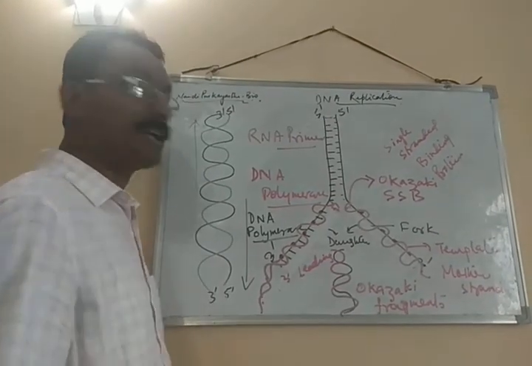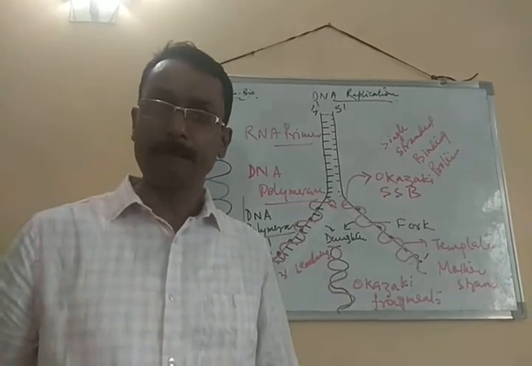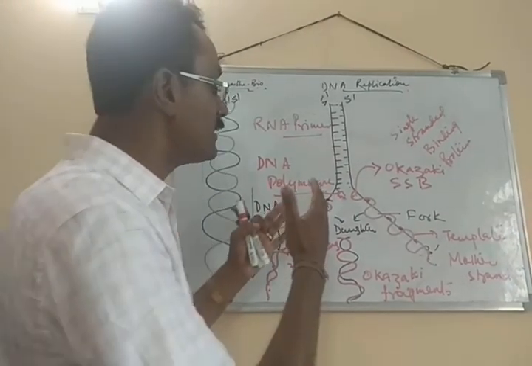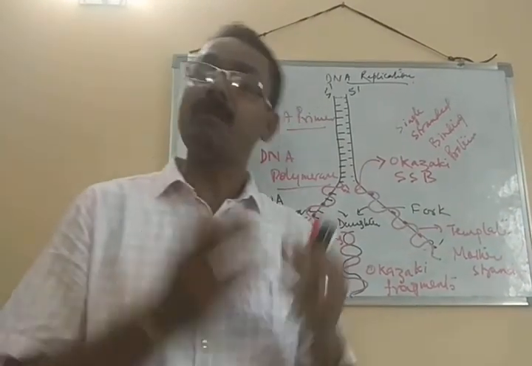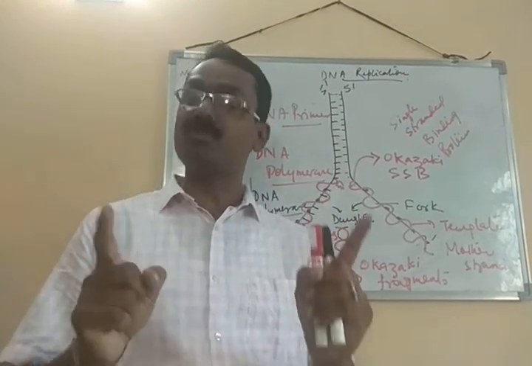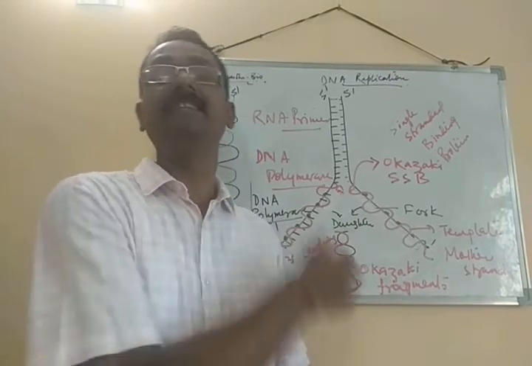This is how the replication of DNA takes place. Okay? And it was the semi-conservative model that we have discussed, and it is the only proof that the semi-conservative process alone works in DNA replication.